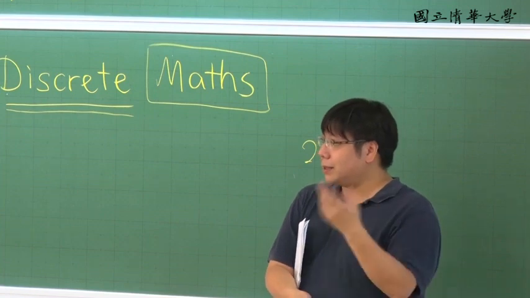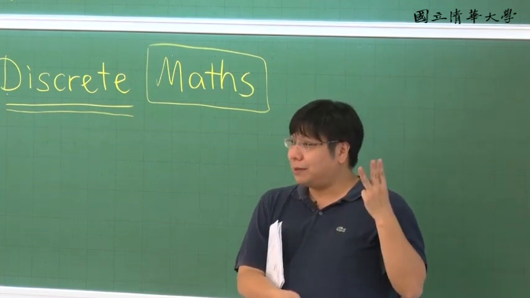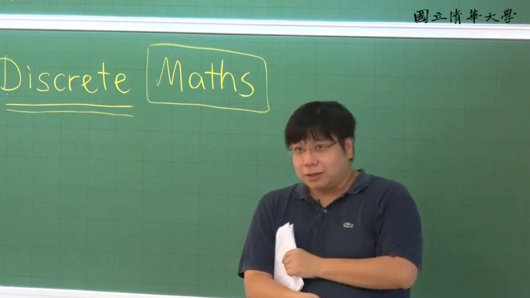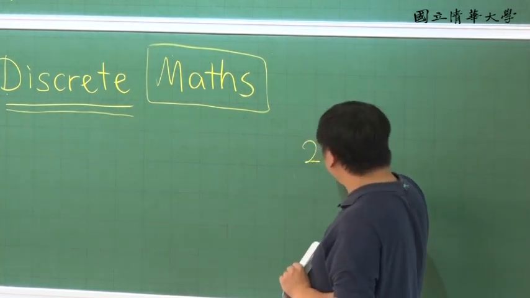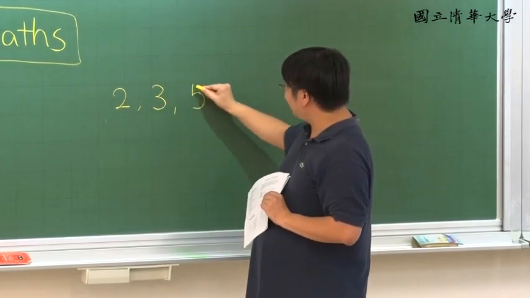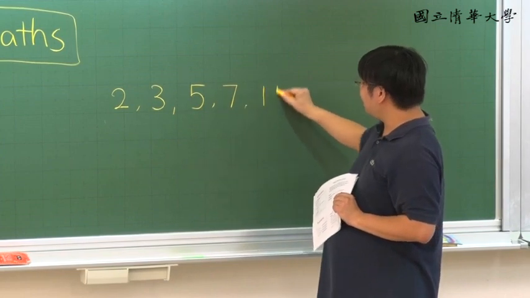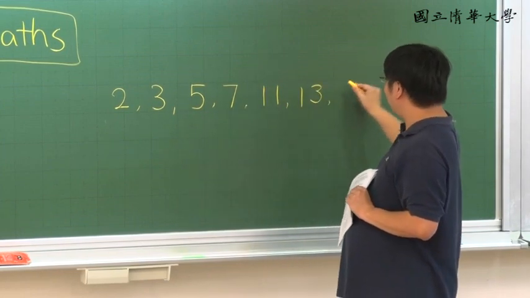9 is divisible apart from 1 and 9. It can be divided by 3 properly. Okay? So what are the primes? 2 is a prime, 3 is a prime, right? And then the next one is 5, and then the next one is 7, and then the next one is 11, 13, and so on and so forth.